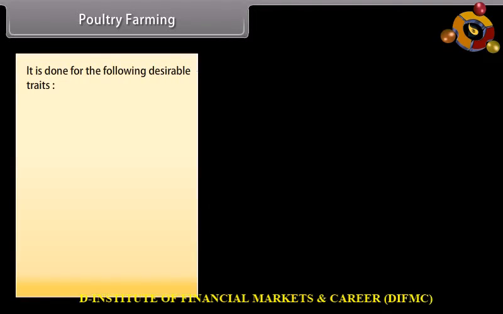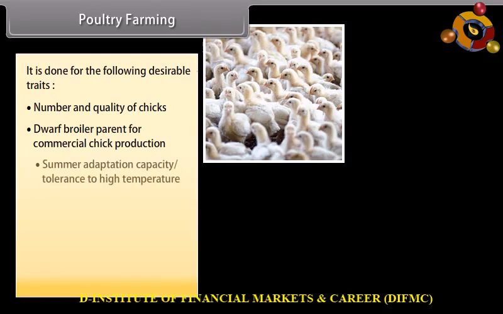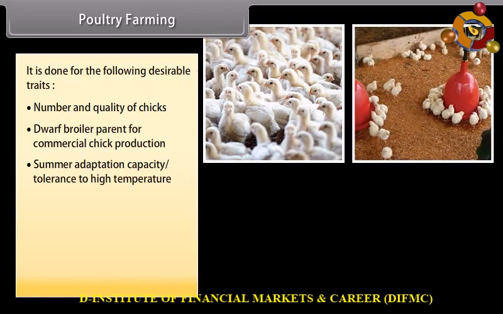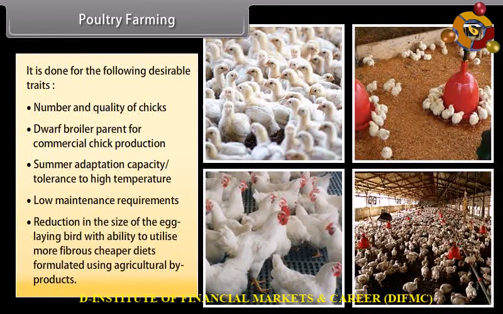It is done for the following desirable traits: number and quality of chicks, dwarf broiler parent for commercial chick production, summer adaptation capacity, tolerance to high temperature, low maintenance requirements, reduction in the size of the egg-laying bird, with ability to utilize more fibrous, cheaper diets formulated using agricultural byproducts.